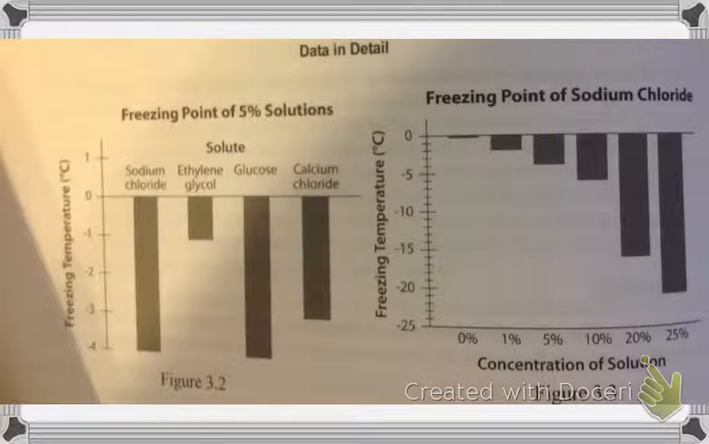Now, there are a few things that we need to look at when we look at bar graphs. One is what the titles and axes labels mean. So we have two bar graphs here. It's a little bit different than you're used to seeing because in this case the bar graphs are going below 0 rather than above. So the first one on the left here focuses on the freezing point of 5% solutions.